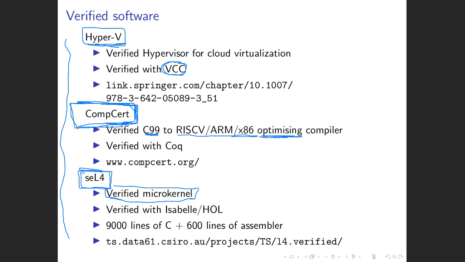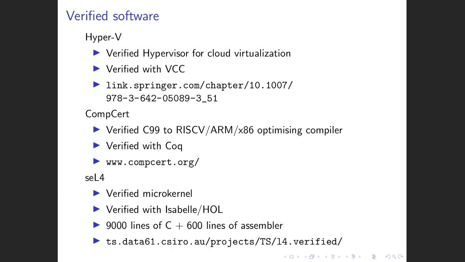We're not going to verify all the printer drivers, or if the authors of the printer drivers want to verify their code, it's their problem to go and do that. But verifying the microkernel is a very good idea. So this is around 9,000 lines of C code, another 600 lines of assembler. You can read about it over here.